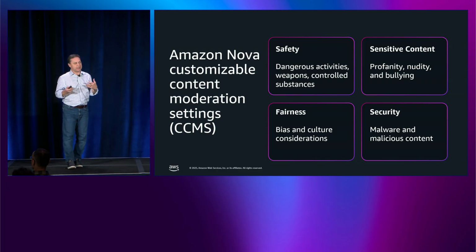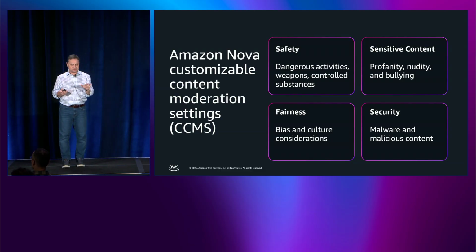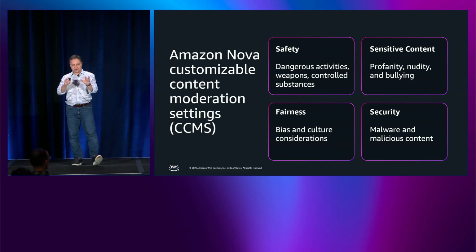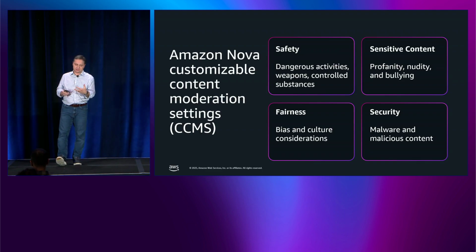Fairness has to do with bias and cultural considerations. Think about stereotypes against various groups. And then security covers content such as malware, phishing emails, and other malicious content, malicious code that you might find. What's interesting is that what we usually see is that security tends to stand alone. There's definitely a Venn diagram where this overlaps, but security tends to stand alone. It tends to be used in cybersecurity use cases.